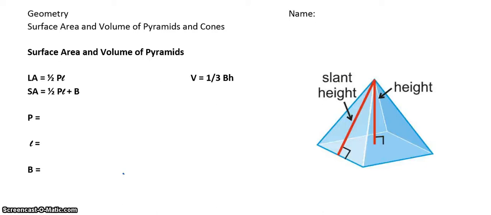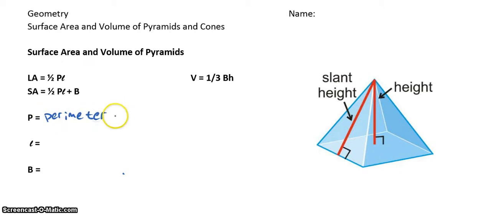Today we got surface area and volume of pyramids and cones. Now, with pyramids and cones, we're dealing with some different formulas. When talking about the lateral area of a pyramid, our formula is 1/2 perimeter times L. Say, what? What's L? Well, P is still the perimeter of the base.